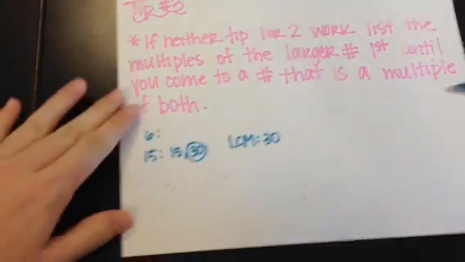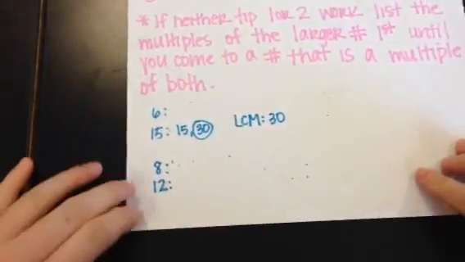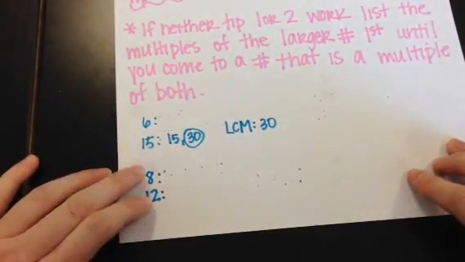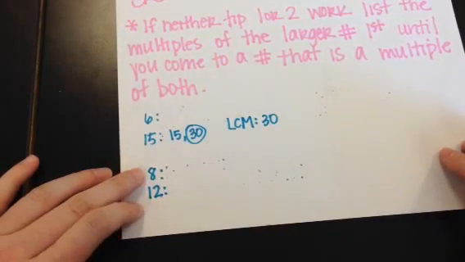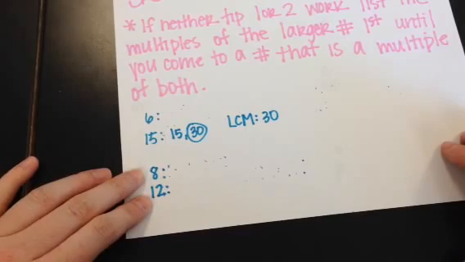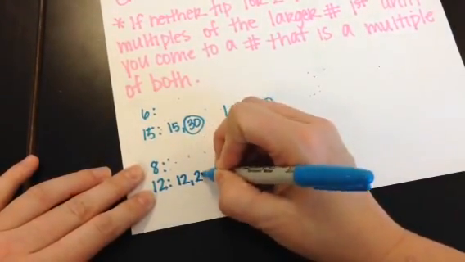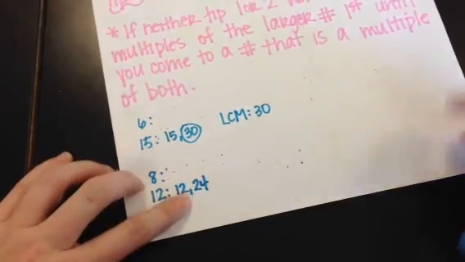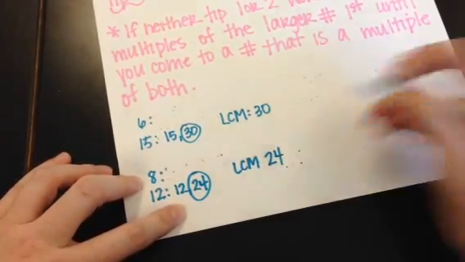Let's look at another example. Let's look at 8 and 12. Again, 8 and 12, the other rules won't work. They are not consecutive. 12 is not a multiple of 8. So I need to list the multiples of 12 first, the larger number. We're doing that because it's less work. So 12, 24. And I know that 8 can go into 24. So my least common multiple must be 24.